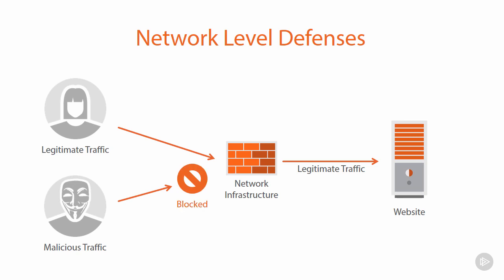Now obviously this is very high level, but the premise I'm trying to communicate here is that network level defenses will block malicious traffic at that network infrastructure. They're trying to keep it away from the website behind it. And what you might actually find is that there are multiple points upstream of the website which can defend against that malicious traffic. Let me give you an example of how that may happen.